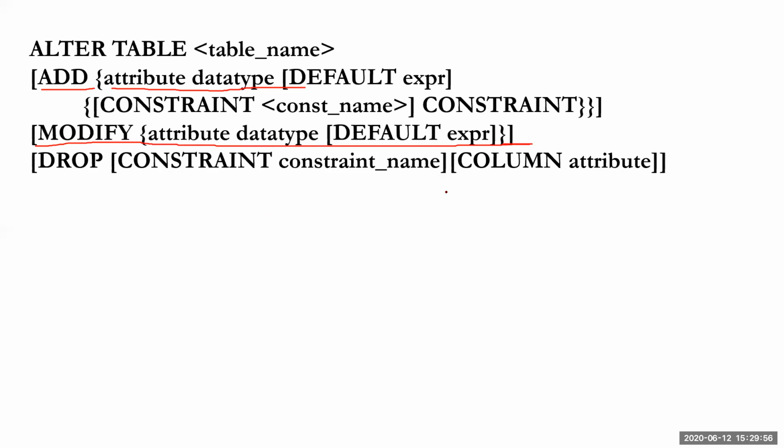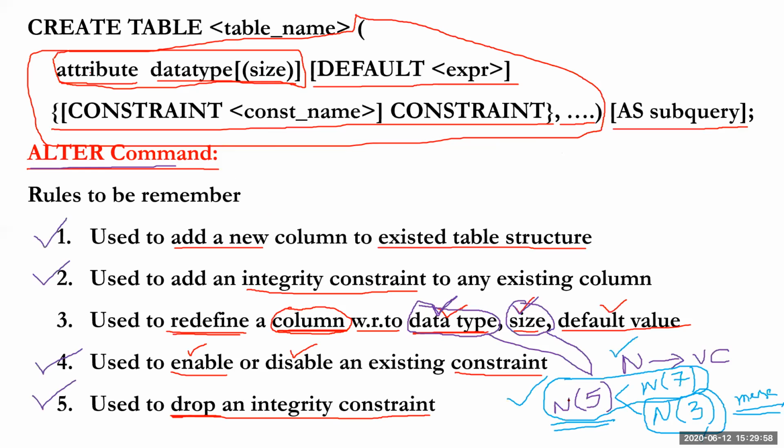Previously, I have given clear information to you that the first, second, fourth, and fifth points are straightforward: add a new column, add an integrity constraint, enable, disable, or drop. Everything is straightforward. But if you want to change the data type, it is not straightforward. And if you want to decrease the column size, it is also not straightforward. You must take care.